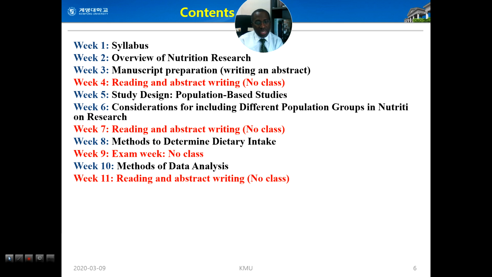The 11th week, reading and abstract writing again. That will be another paper that I will be giving to you guys for reading. The last one, you can see that we have here 1, 2, 3. All right. So the 12th week, methods investigating food-related behavior. All right. We're talking about food habit. For those who took that class with me, we understand that, for example, when we talk about immigrants, food habit is probably the most difficult thing to change.